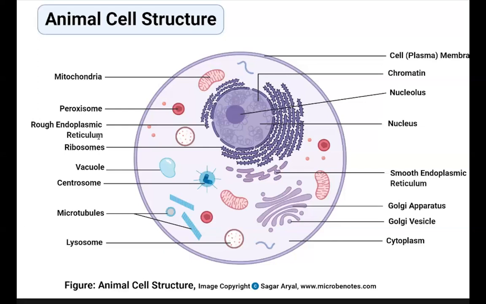The mitochondria is called the powerhouse of the cell because it helps in aerobic respiration. Now, aerobic respiration is a process in which energy or adenosine triphosphate is produced. And we all know we need energy to work, to play, to study, and to even watch this video.